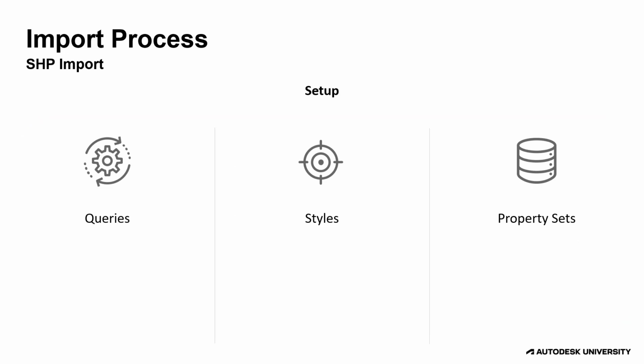And so the shape import process starts with queries, right? We want to know what data we're bringing in and how we can leverage that data to get it to be displayed correctly and the information applied correctly. We want styles, so we're going to use those queries to figure out what styles should be applied as it's brought into Civil 3D so it looks the same as Trimble Business Center. And we want to apply that survey data as property sets so we can see the information that was collected in the field.